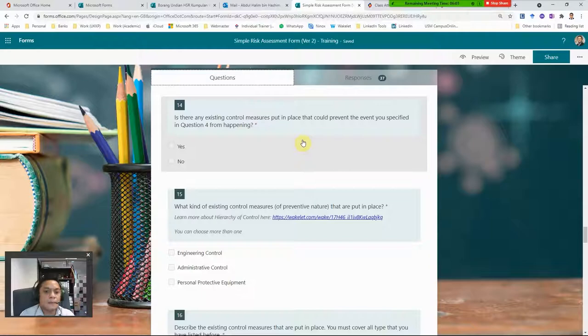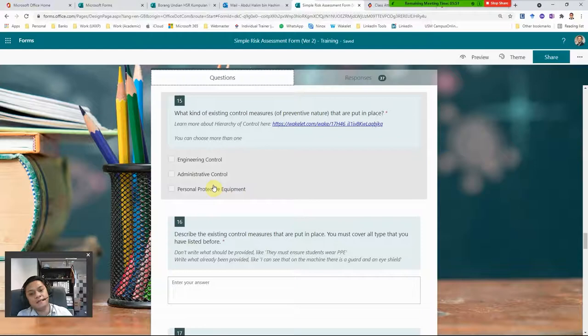Question 15 asks you, what kind? So for this purpose, you need to know what is engineering control, what is considered administrative control, what is considered as PPE, personal protective equipment. There is a link there, you can learn about it. So you have to identify the category. Is it engineering control? Is it admin control? Is it PPE? Because this kind of categorization will help you to determine the effectiveness of protection in the later part.